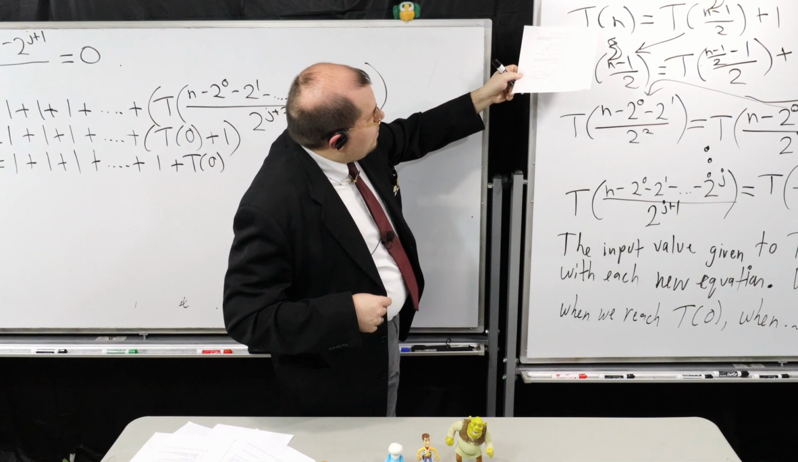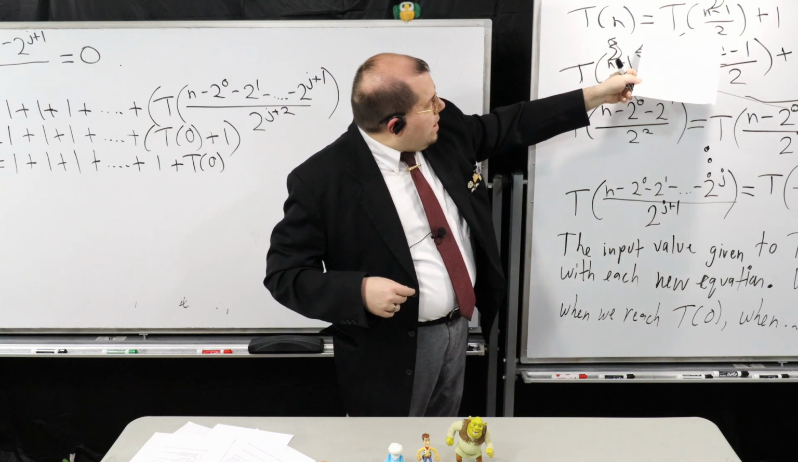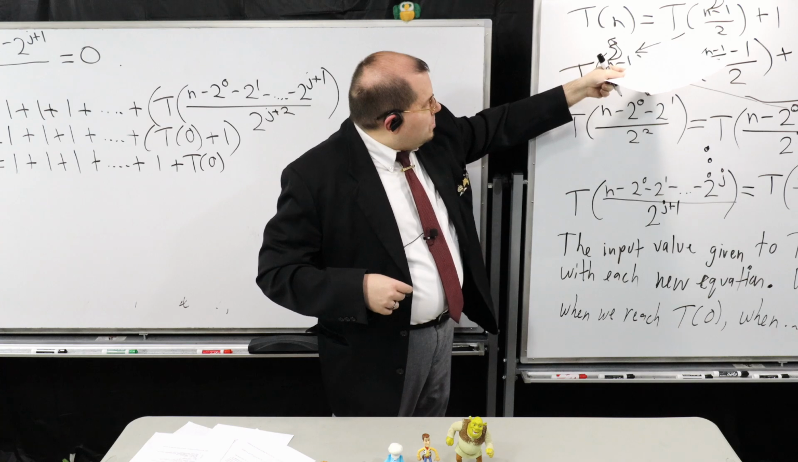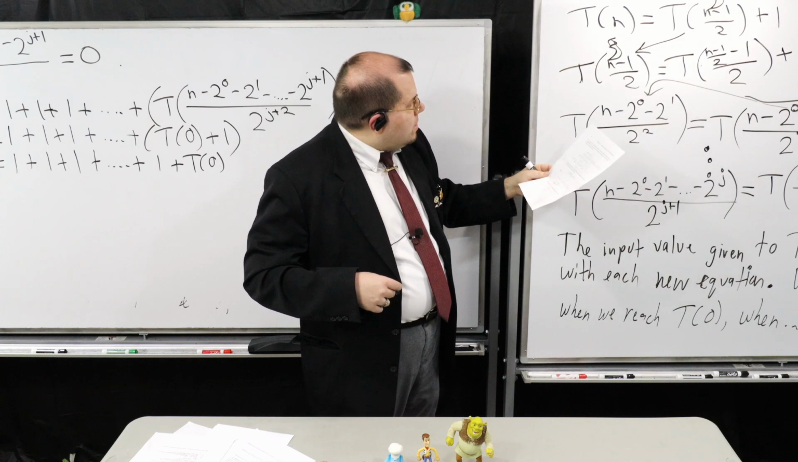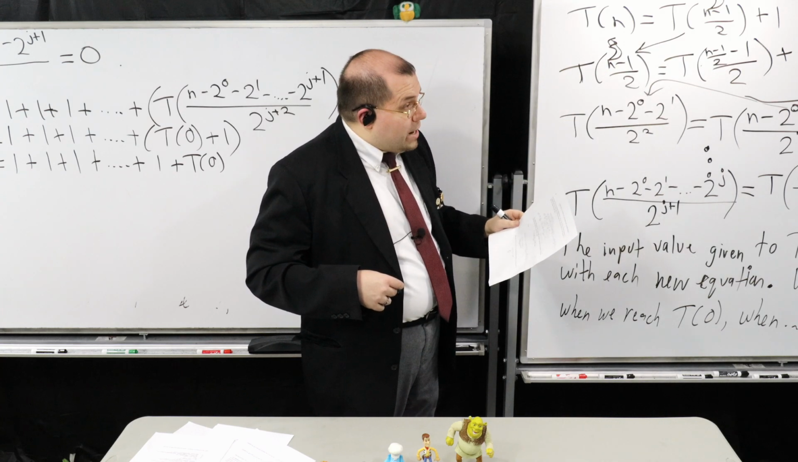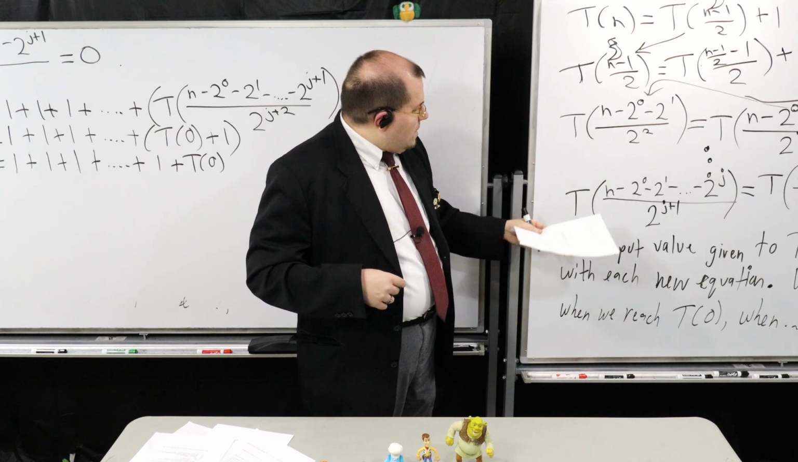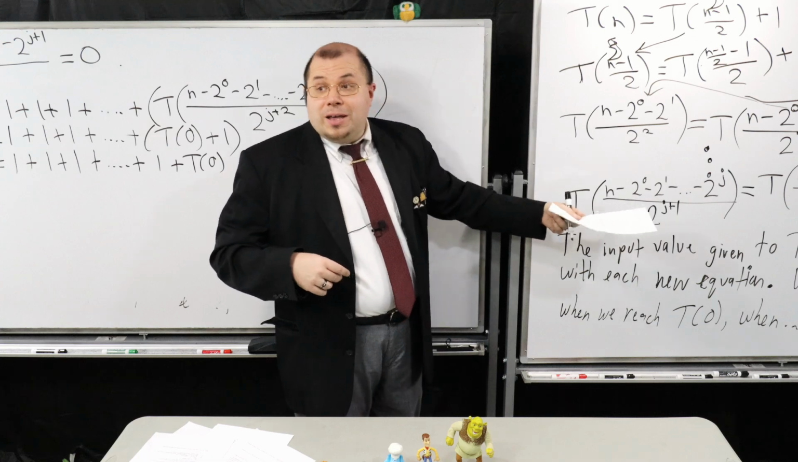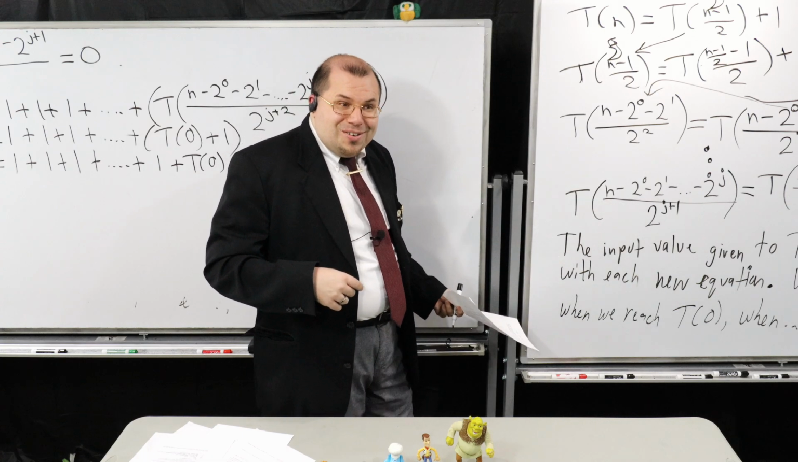So notice that when I substitute it in here, originally this is n minus 1 over 2. I place this here. Notice that the exponent here, that's 1. This is 2. If I did this again, it would be 3. If I did it again, it's 4. And so on, and so on.